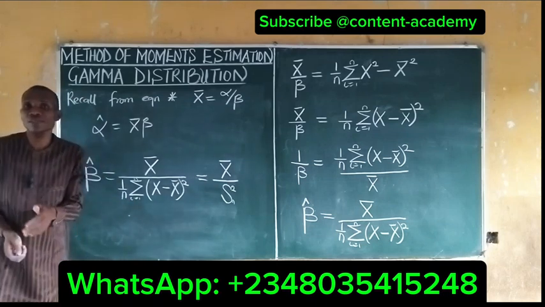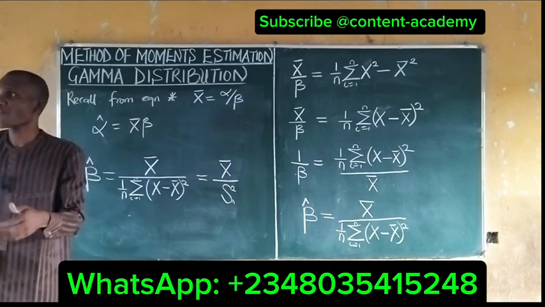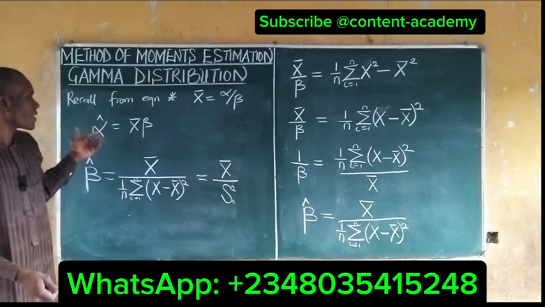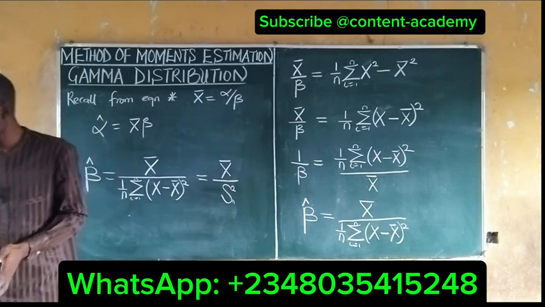So this is how we can easily compute the method of moments estimation for the gamma distribution. We are asked to find the estimate for alpha and the estimate for beta. This is simply how we can get it.